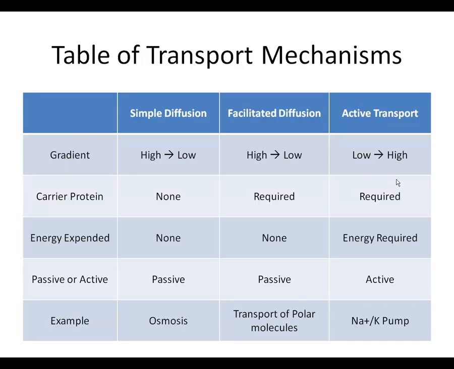Here is a chart. This is not in your book. This is one that I made. If you look here, you've got your simple diffusion, your facilitated diffusion, and your active transport. If we look at the gradient for simple diffusion and facilitated diffusion, we go from an area of high concentration to an area of low concentration. But in active transport, we go from an area of low concentration to an area of high concentration. So we're just going backwards.